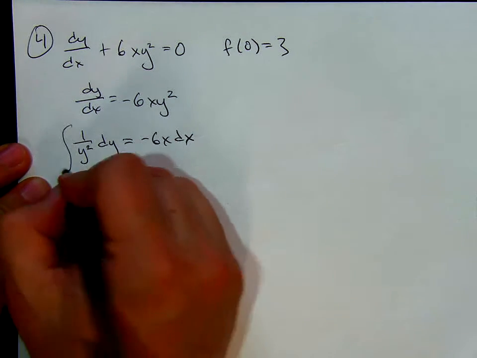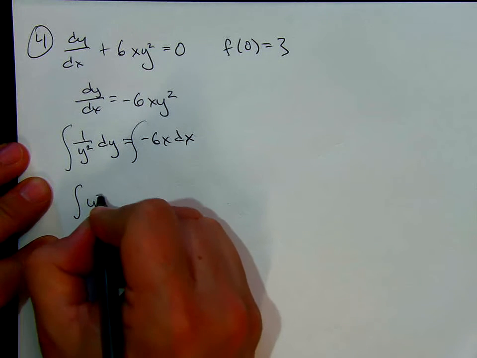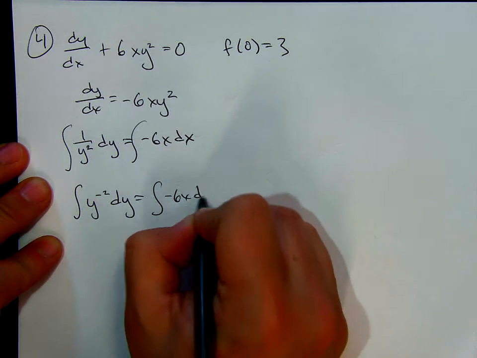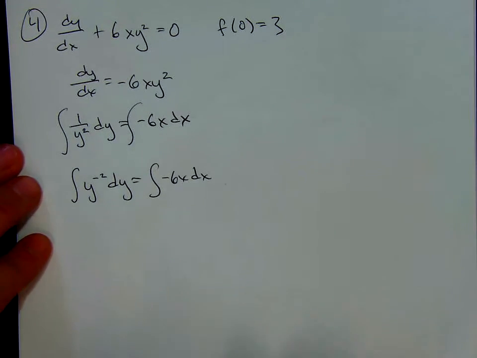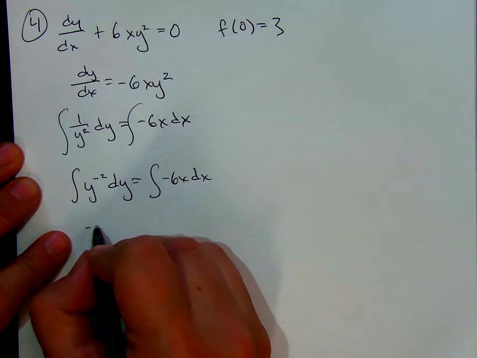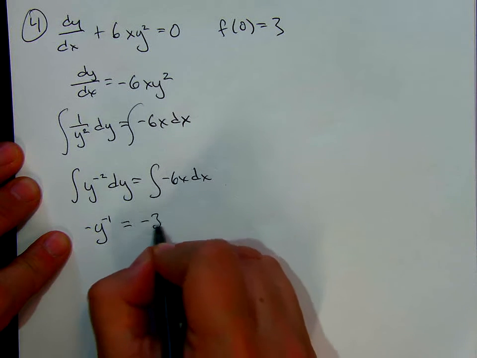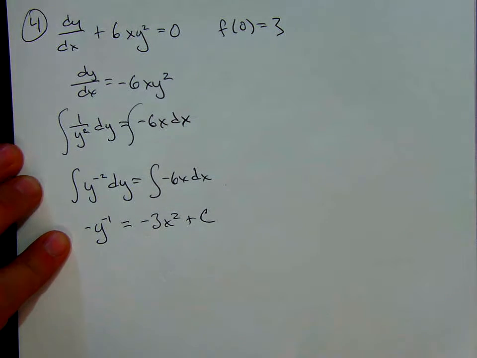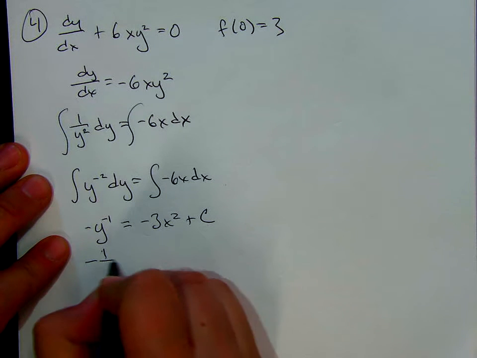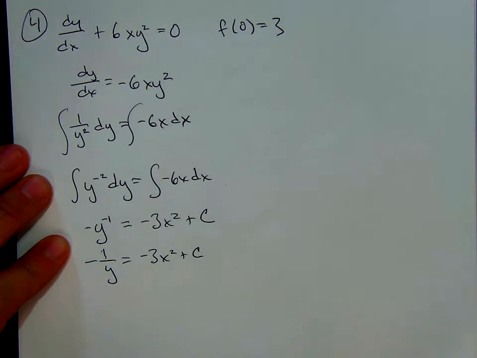All right, take the antiderivative of both sides. Remember, 1 over y squared is just y to the negative 2 dy, and negative 6x dx over here. And if I take the antiderivative, I'm going to end up with negative y to the negative 1 on the left-hand side, and then negative 3x squared plus c on the right-hand side. So that's negative 1 over y equals negative 3x squared plus c.